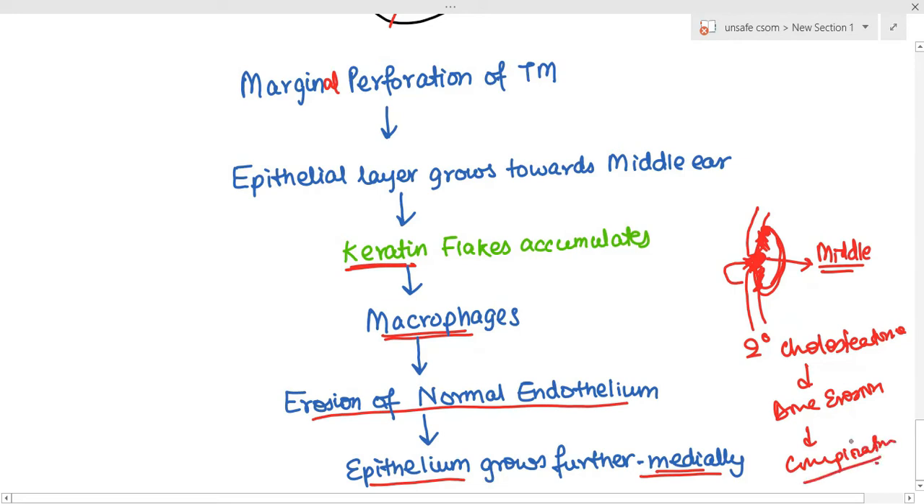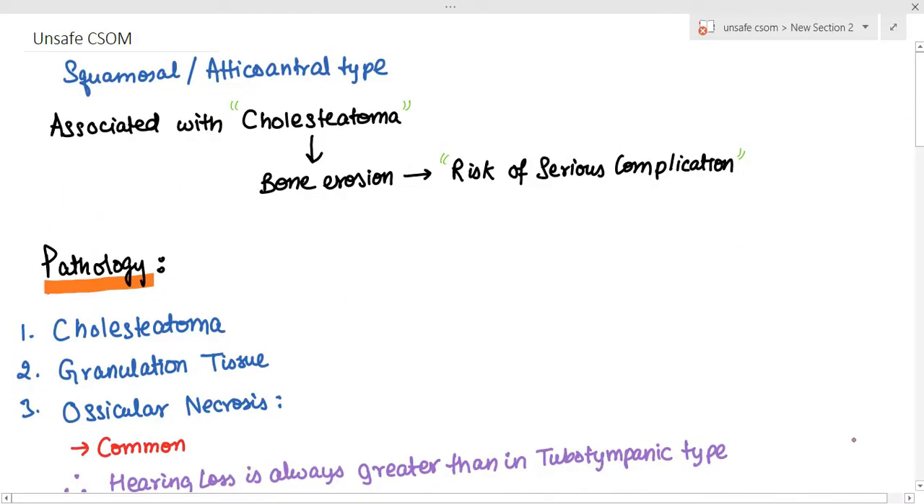Now that is all about cholesteatoma that you need to know. Since you have known what is cholesteatoma, let's discuss unsafe CSOM. Unsafe CSOM is also known as squamosal or atticoantral type of CSOM. Squamosal because of the stratified squamous keratinizing epithelium, and atticoantral because of the location.